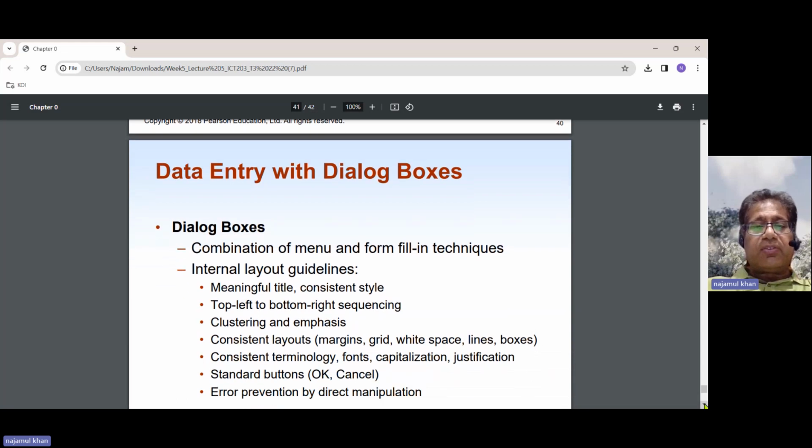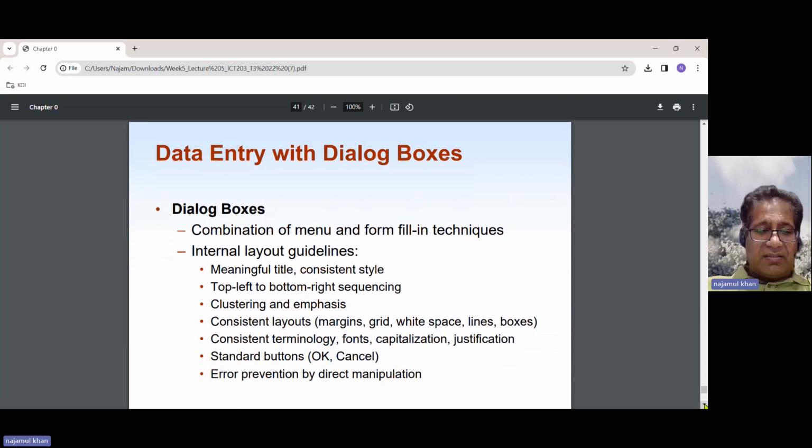Dialog boxes, a combination of menu and form-filling techniques. Some of them are here. A meaningful title is important. Consistent style is also necessary. Top left to bottom right sequencing is also very crucial. Clustering, consistent layout, consistent terminology, fonts, capitalization. This is important: maintaining consistency, standard buttons, OK, cancel, everything, and error prevention by direct manipulation. So that is also very important. Consistency is the name of the game, I will say that.